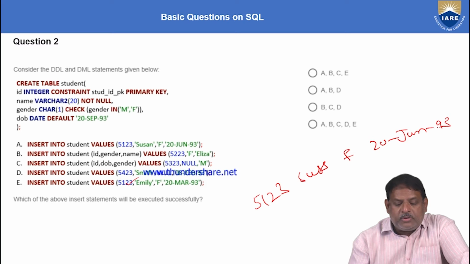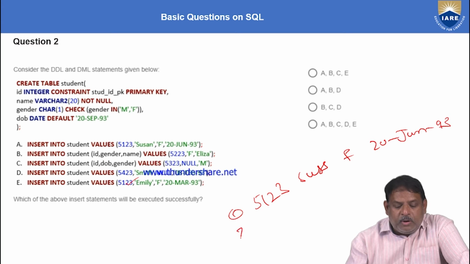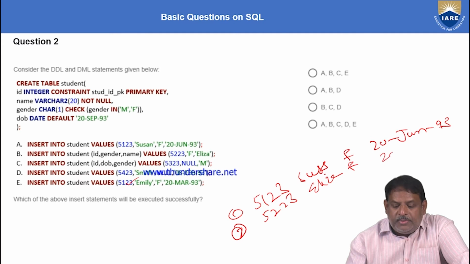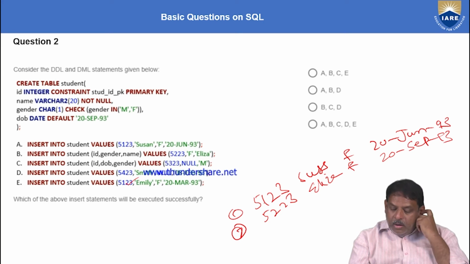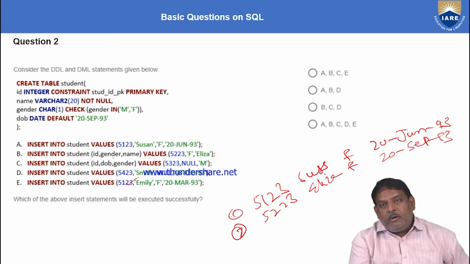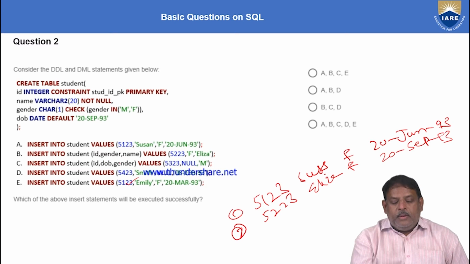This is the first column, first row. The second record is 5223, Eliza, female, and because the date is not given, by default it takes 20th September 93. See, the column order in the insert statement did not match the column order in the table. But if they give the values correctly, it's okay.